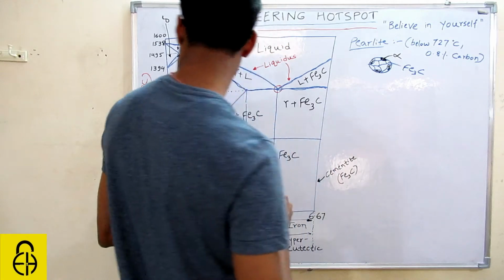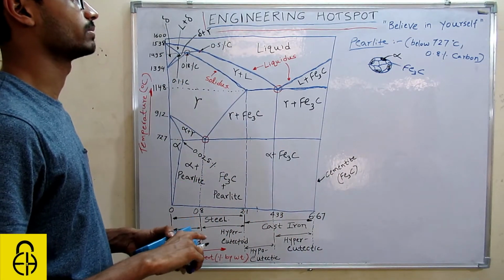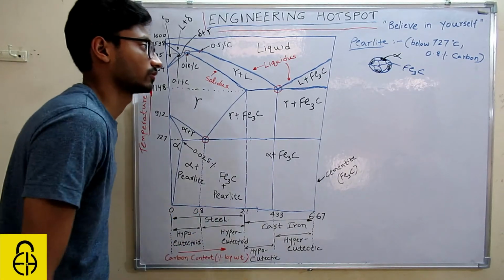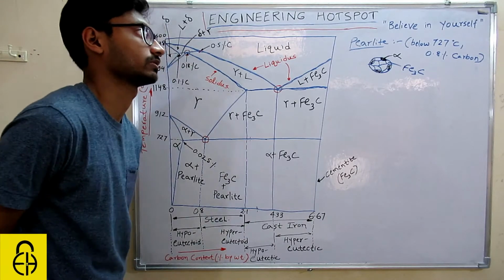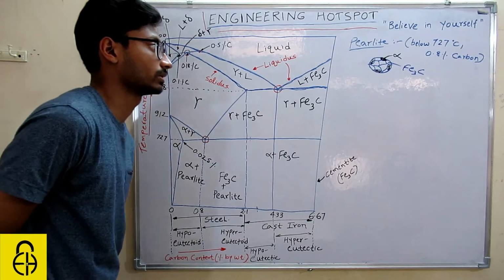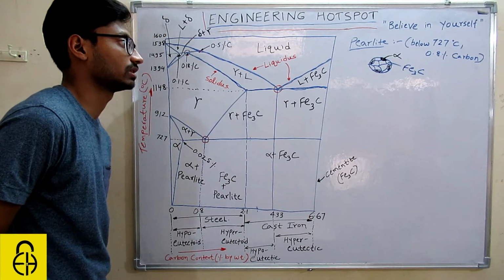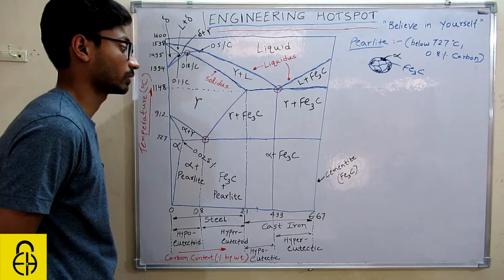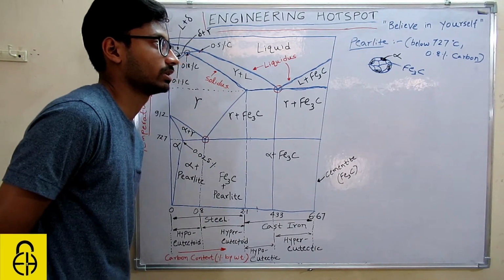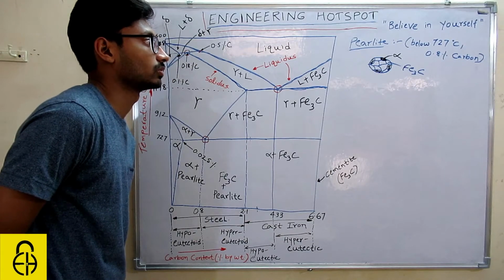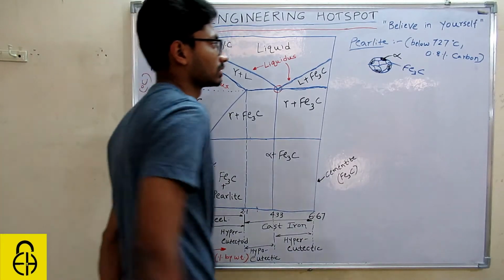And you might be thinking or might be confused that it is the softest phase in the iron carbon diagram. No, it is not the softest phase, because perlite has the properties of alpha as well as Fe3C, as it is a mixture. Since Fe3C has a lot of carbon, 6.67% carbon, that is the maximum carbon that can be present in any component, it is very brittle.